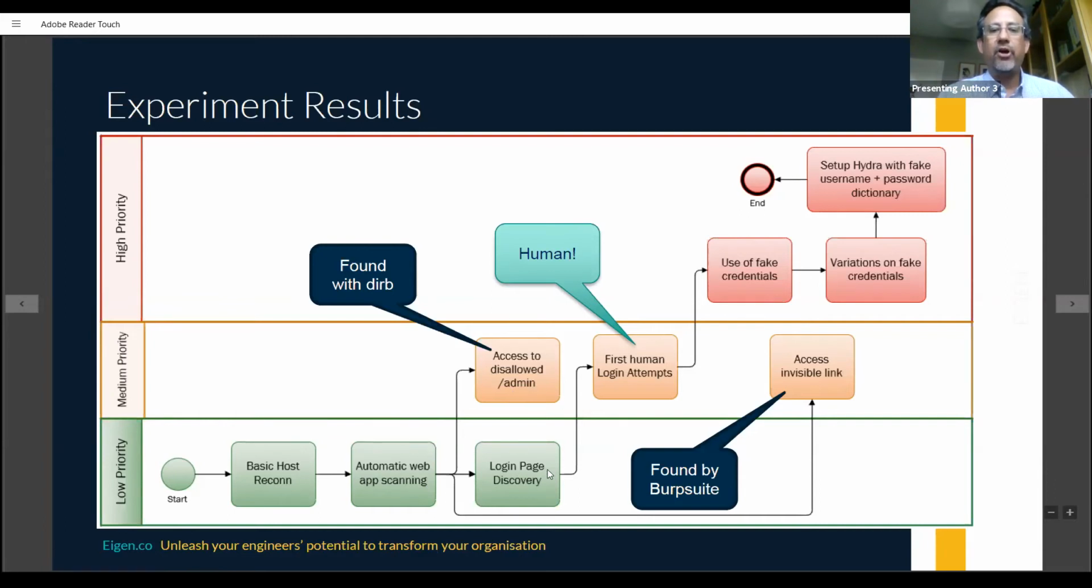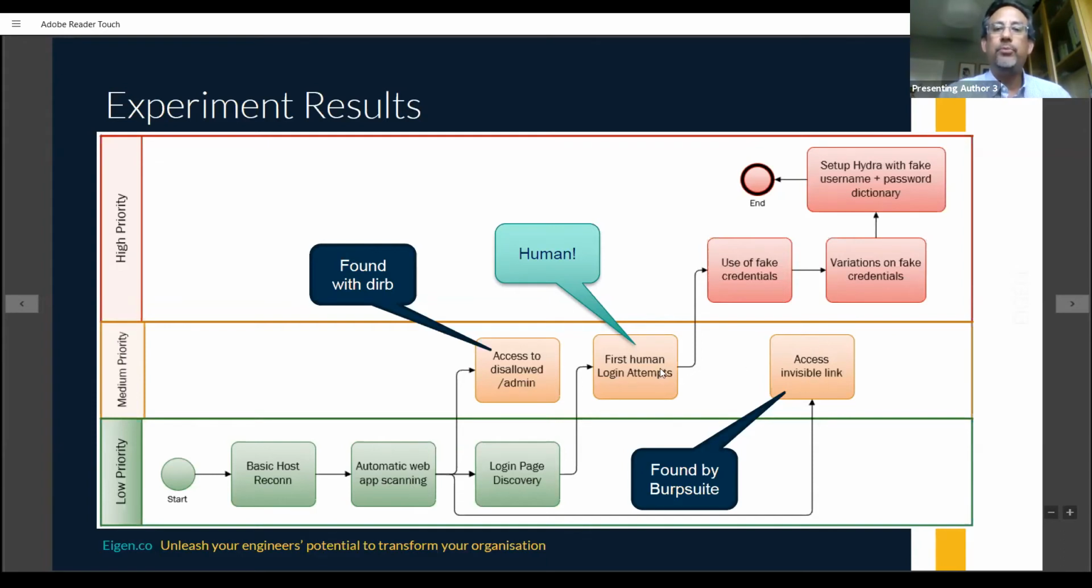But at this point, from the login page, we have the first human attempts, because we can see very low frequency and different random login credentials typed in. And the invisible link also was found by Burp Suite from the automatic web scanning, but this was found much later in the whole process.